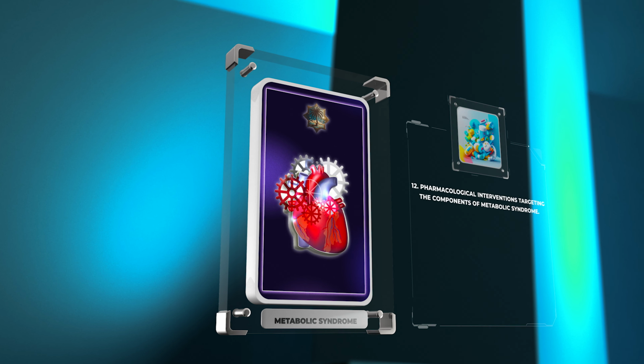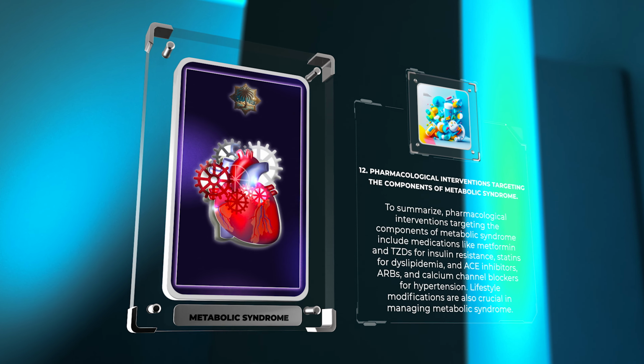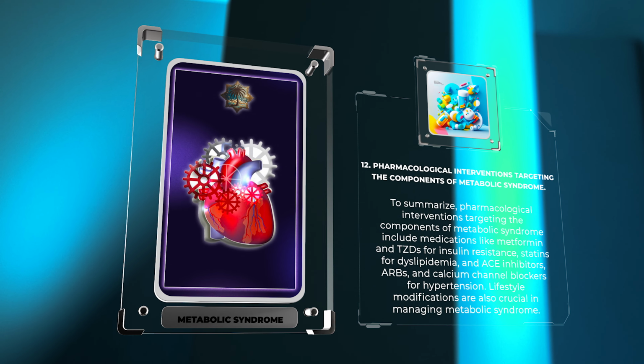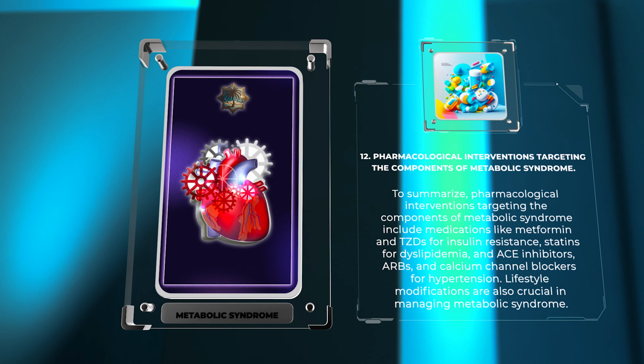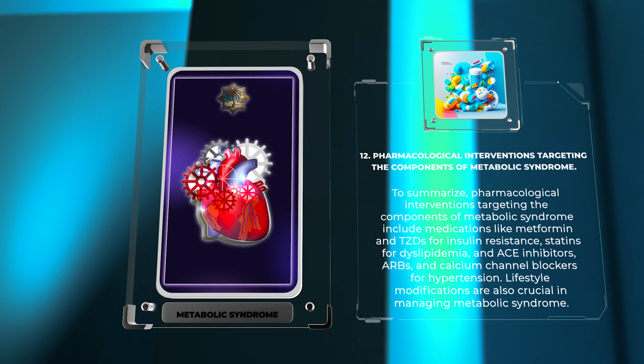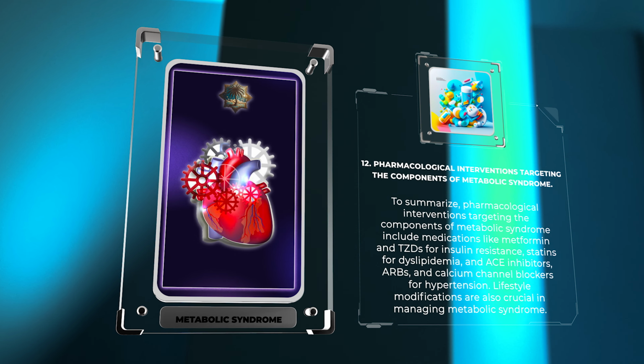To summarize, pharmacological interventions targeting the components of metabolic syndrome include medications like metformin and TZDs for insulin resistance, statins for dyslipidemia, and ACE inhibitors, ARBs, and calcium channel blockers for hypertension. Lifestyle modifications are also crucial in managing metabolic syndrome.